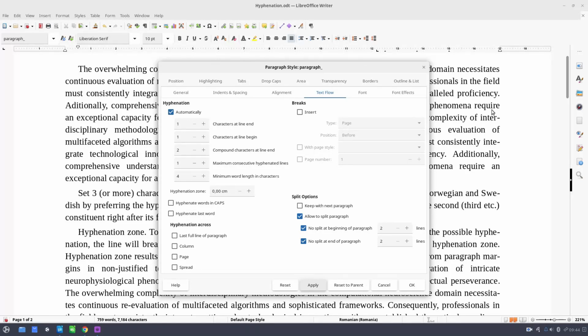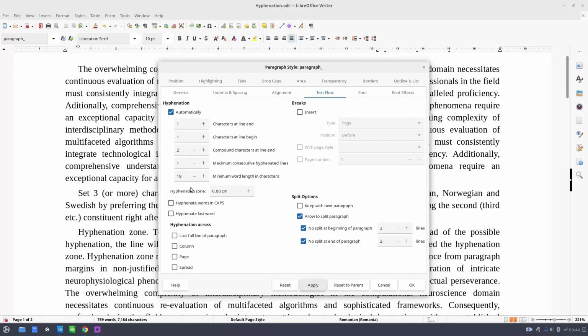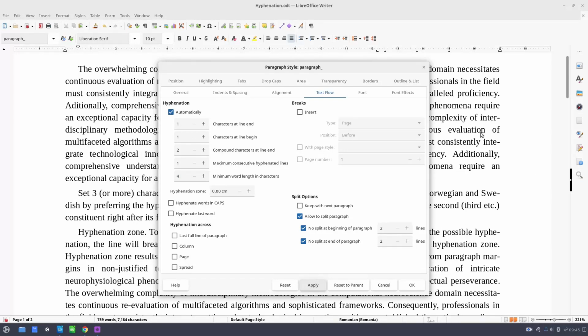Let's see another rule, minimum word length in characters. For example, if I have a word with four characters and I don't want to split it, this is the minimum. For example, if I have 16 here, this word is over that. So in this case, I have no word in the paragraph below 19, so nothing is hyphenated. If I have four, which is the minimum, you can see I have hyphenation here.